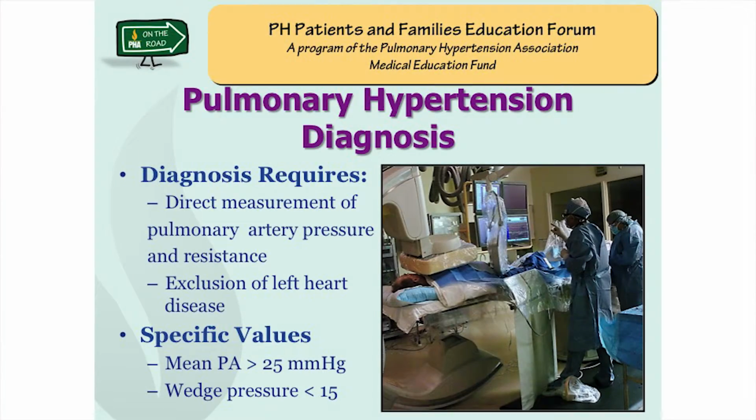So pulmonary hypertension diagnosis really requires a direct measure of the pulmonary artery pressure and the resistance, and it can only be done by a heart catheterization. And you have to exclude left heart disease, which this heart catheterization can do for us. And the value that we're looking for to say that pulmonary hypertension is present is a mean pulmonary artery pressure that's 25 millimeters of mercury or greater.